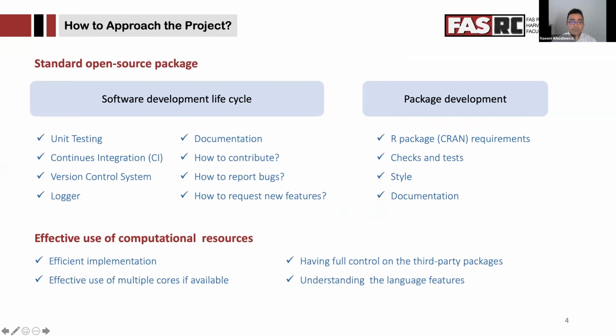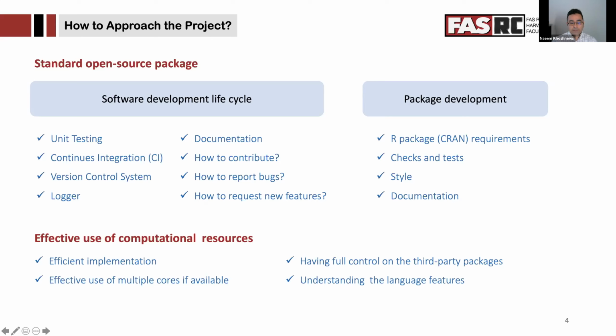There are different approaches to solve the problem. In this case, I'm mentioning 3 of them. As I mentioned, it's the R package, and one part of that is related to package development itself. The first one is making sure that the package follows the software development lifecycle. It includes adding unit testing, continuous integration, a version control system, a logger, and also adding documentation. Mostly this documentation is for developers: how to contribute to the project, how to report bugs, how to request new features, and so on.